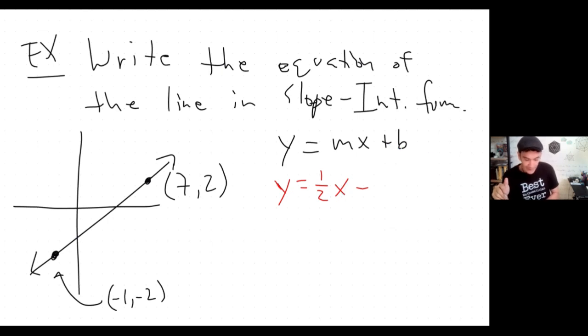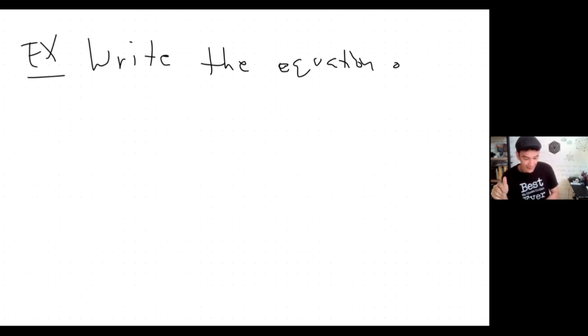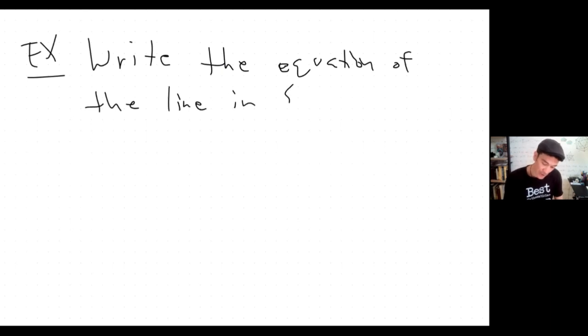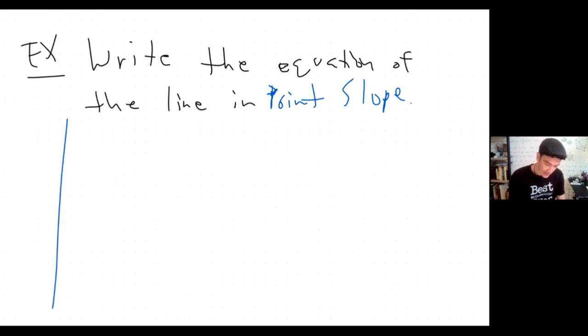Example now. Write the equation of the line in, how about this time, point slope? So let me just change the directions. The goal now is to write the equation of the following picture in point slope form. So here's your given picture. It goes like this, it goes like that.